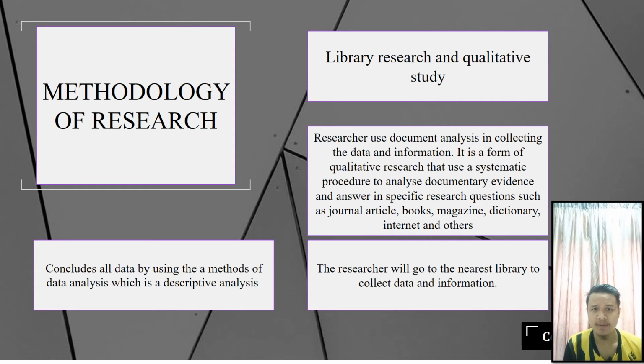This research is library research and a qualitative study. The researcher uses document analysis in collecting the data and information. It is a form of qualitative research that uses a systematic procedure to analyze documentary evidence and answer specific research questions, such as journal articles, books, magazines, dictionaries, the internet and others. The researcher will go to the nearest library to collect the data and information. Conclude all data by using the method of data analysis, which is descriptive analysis.